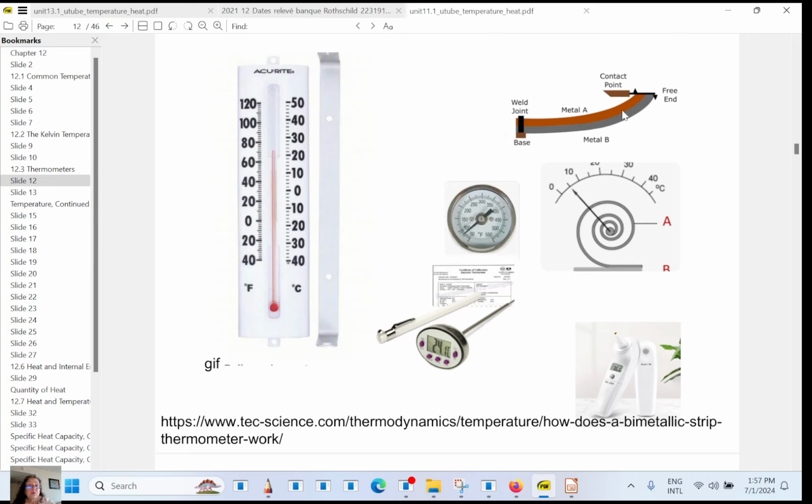Another property change that we can use is if we have two kinds of metal, a bimetallic device. One metal will expand more than the other for a given temperature. So if you have two metals, one on top of the other, and you increase the temperature, that metal here will expand more and it's going to bend in this direction.